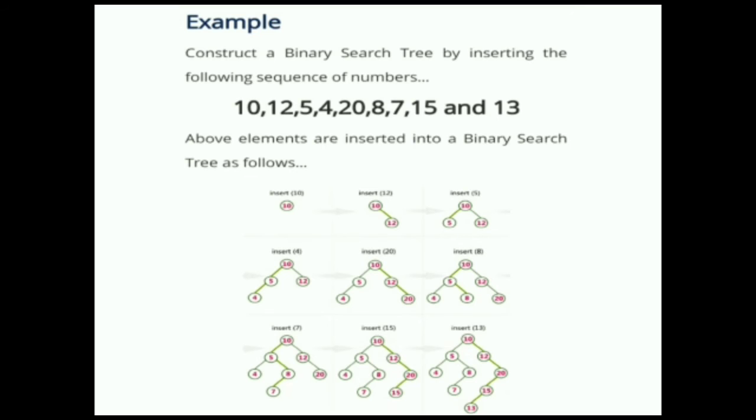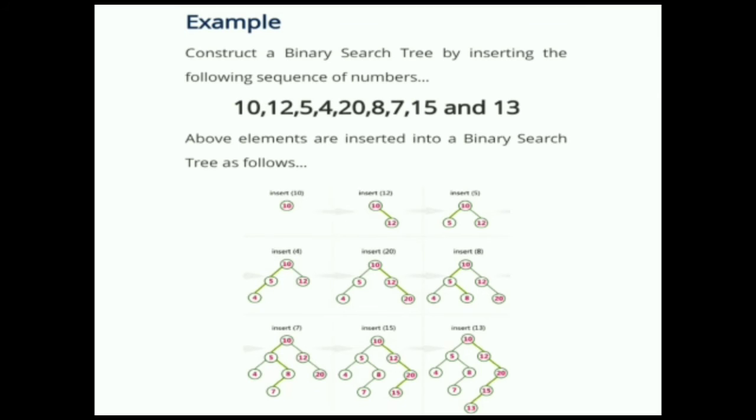Then again insert 4. 4 is smaller than 10, so it is placed on the left side, but there is a 5 which is greater than 4. For the 4 we can take 5 as a root node, and since it is smaller than 5, it is placed on the left side of 5.